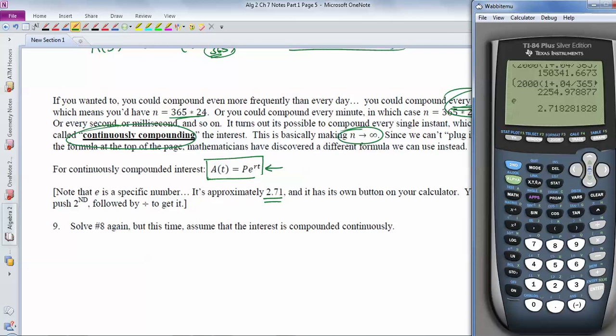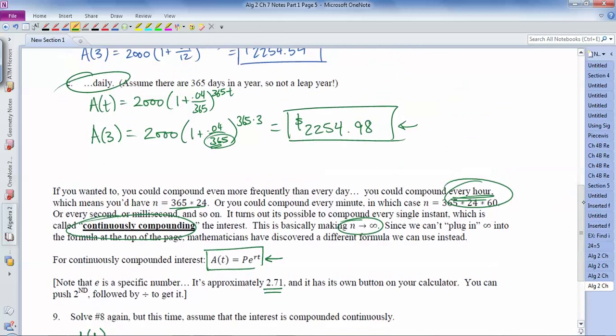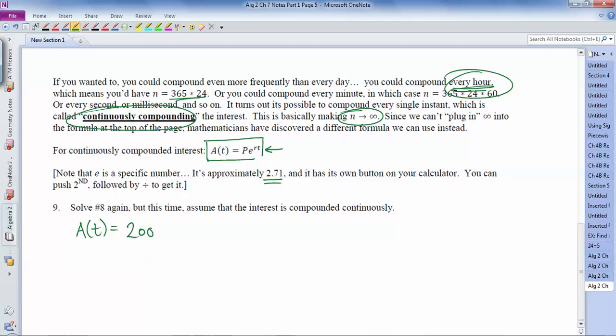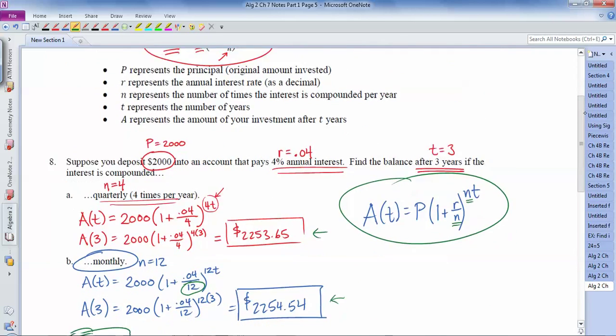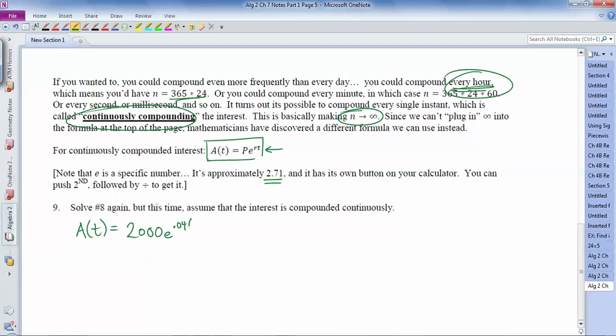So let's say that you decided your investment gets continuously compounded. So it's every single instant forever. Then let's fill out our formula for continuous compound interest. The principal, what was the amount that we invested again? I don't remember. $2,000. And then it's just the number e, and the rate was 4%, I think. Let me check. Yeah, 4%. And we're doing it for 3 years.